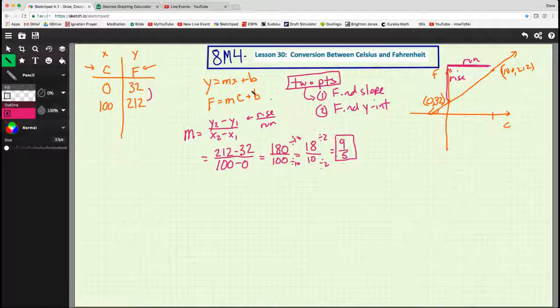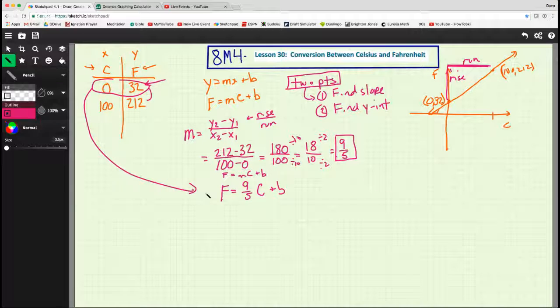Now we can plug in to either point, and I'm going to use this point because it's so easy to use, so easy to see. So let's take our F equals MC plus B, because now we know our M. F equals 9/5 C plus B. And now we're going to plug this point in and see if we can find out our B.